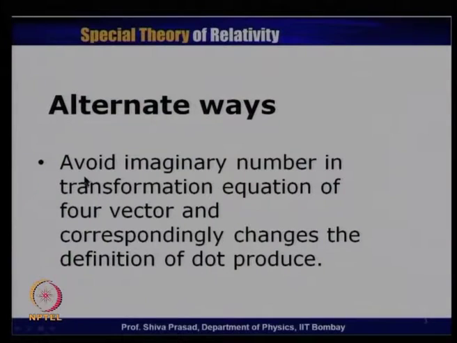So, if I can define it in a different fashion and get rid of those imaginary numbers, why not do it? This is one of the things that one finds in many of the textbooks, especially from those persons who are working in this area, to remove those i's to make things less cumbersome. So, one of the ways is to avoid imaginary numbers in the transformation equation and the definition of 4 vectors, and correspondingly change the definition of dot product. We have not yet defined the dot product, but we will define it today.